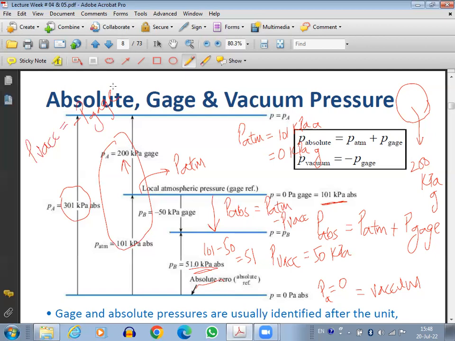So P absolute is whenever the pressure is measured from the absolute vacuum. P gauge is whenever the pressure is measured with reference to the atmospheric pressure, and it is normally considered higher than atmosphere. And if the pressure measured is with reference to the atmospheric pressure, and it is mentioning how much lower than atmospheric pressure, then it is P vacuum. And if you know P vacuum and P atmosphere, you can find P absolute. And if you know P gauge and P atmosphere, you can find P absolute.